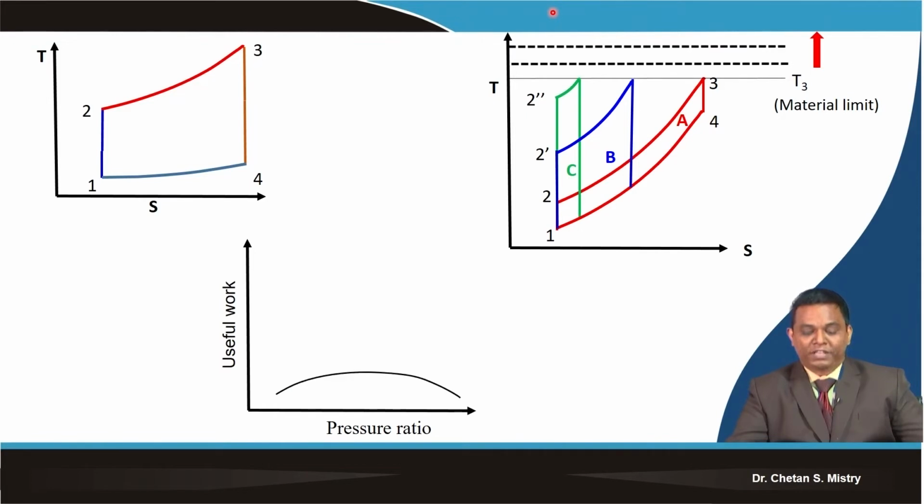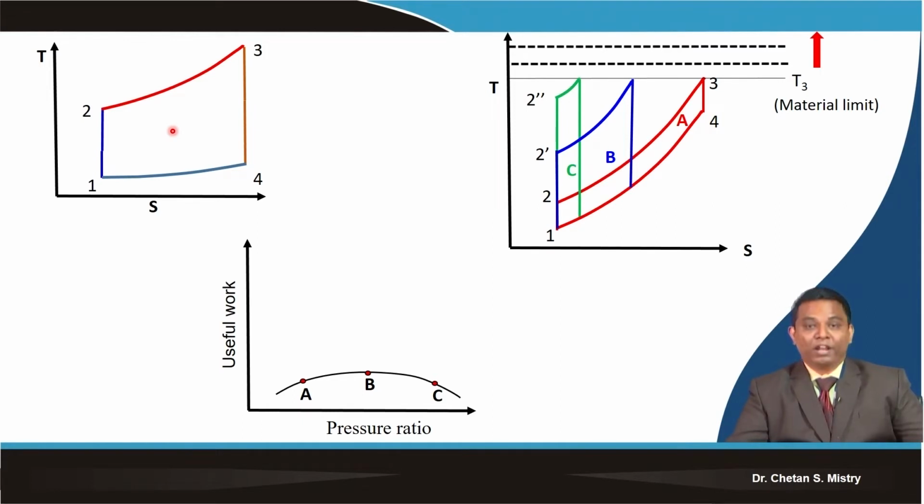If I represent this as pressure ratio versus useful work, I can represent all these cycles, like cycle A, cycle B and cycle C. With an increase of pressure ratio, my useful work is going to change. Our fundamental understanding is that the area under the curve on the T-S diagram represents my work done capacity.